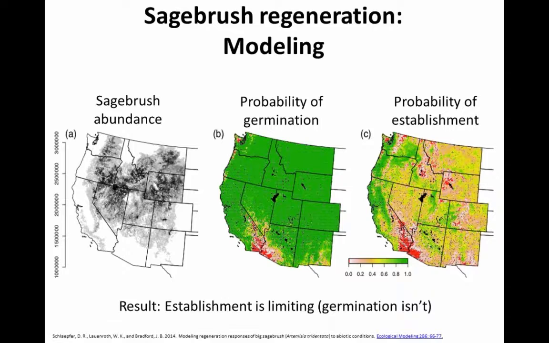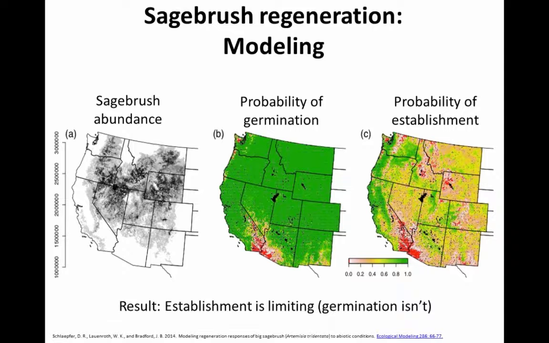It's important to note that germination and establishment are obviously not the only controls over the distribution of sagebrush. There's all kinds of other things like competition with other plants. And so we map these variables very widely, but really it's the probabilities within the distribution of sagebrush that suggest that germination is not limiting, but establishment probably is.